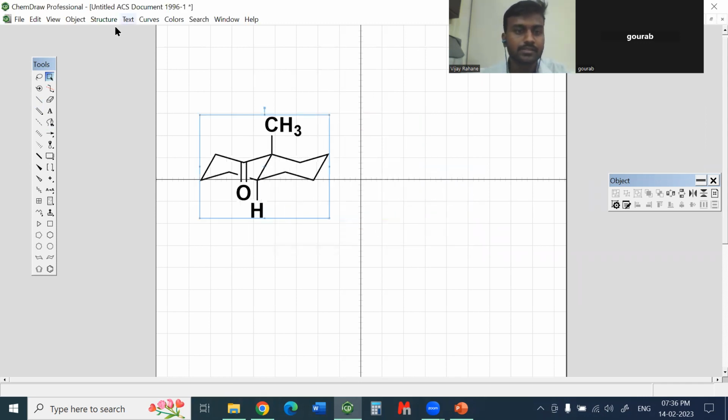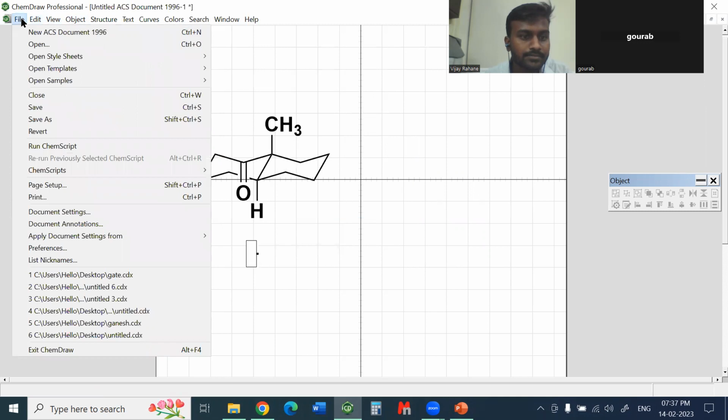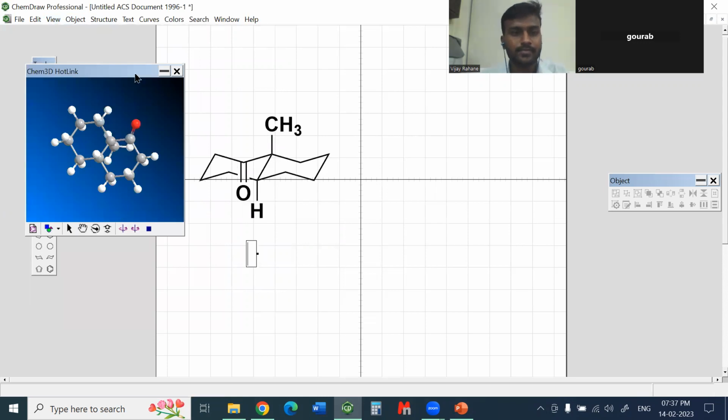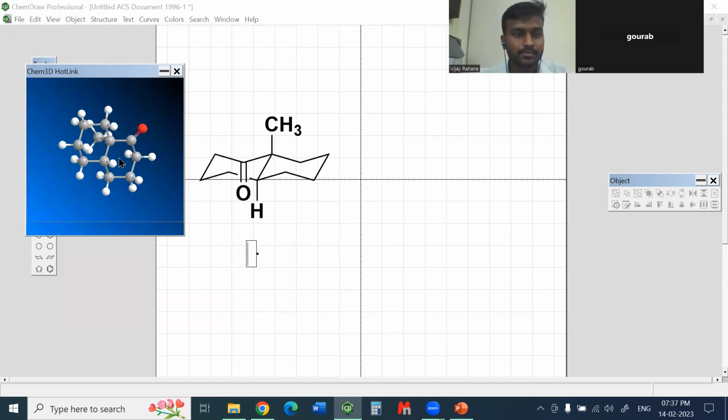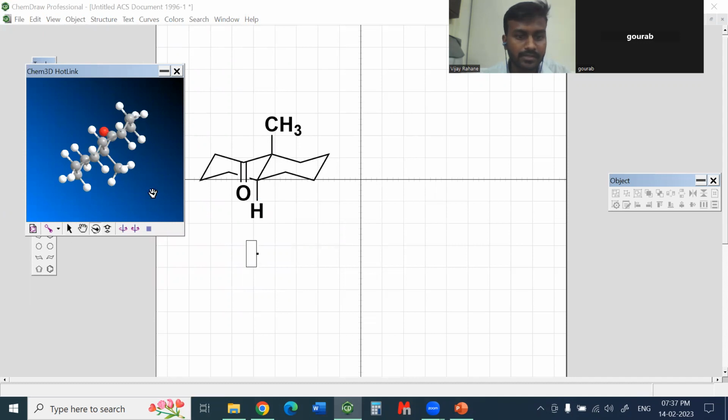So this is the structure. We'll do a cleanup structure. So this one is the structure. We'll write it as a Chem3D view. We'll see the 3D model. See, here we can see a 3D model, right? I will try to make it full screen.